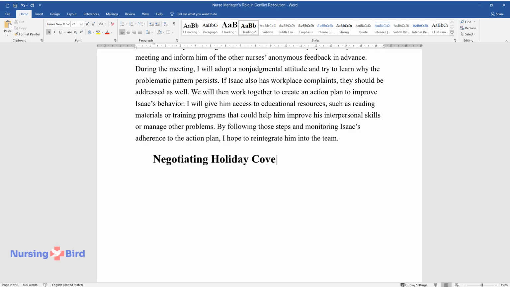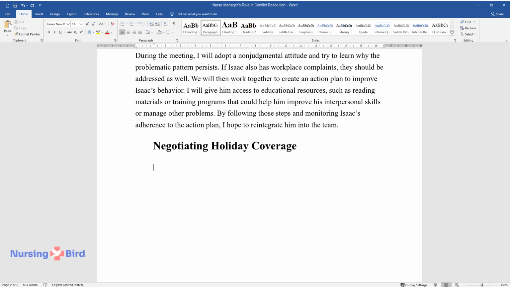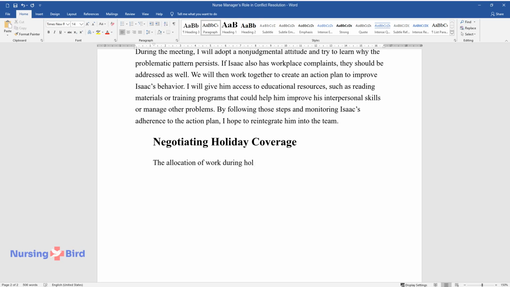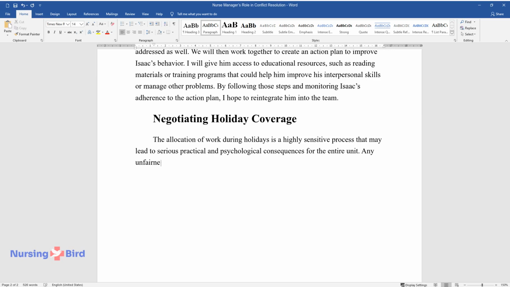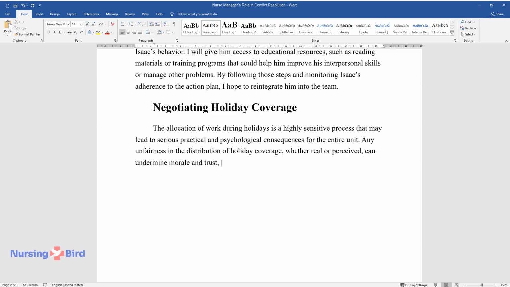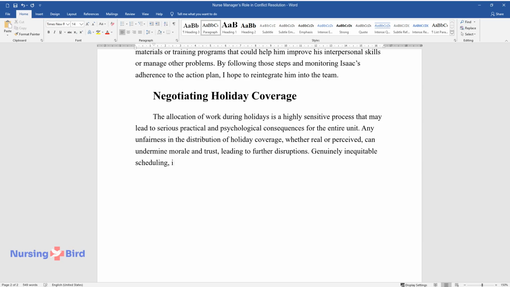Negotiating holiday coverage. The allocation of work during holidays is a highly sensitive process that may lead to serious practical and psychological consequences for the entire unit. Any unfairness in the distribution of holiday coverage, whether real or perceived, can undermine morale and trust, leading to further disruptions. Genuinely inequitable scheduling, in which the same people's holiday requests are repeatedly denied, is even more fraught.